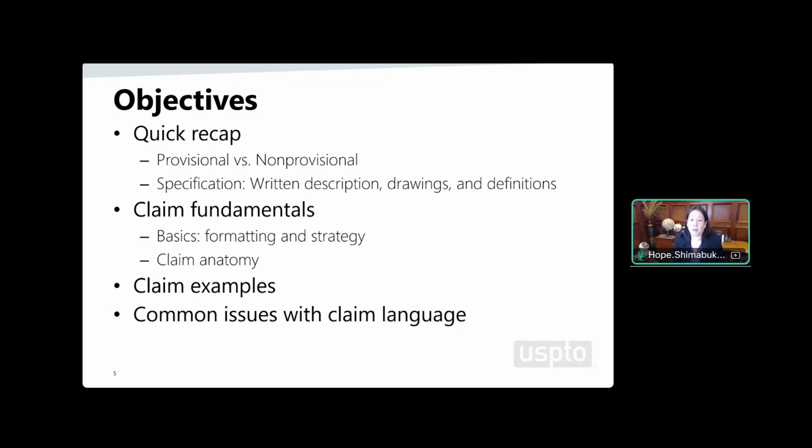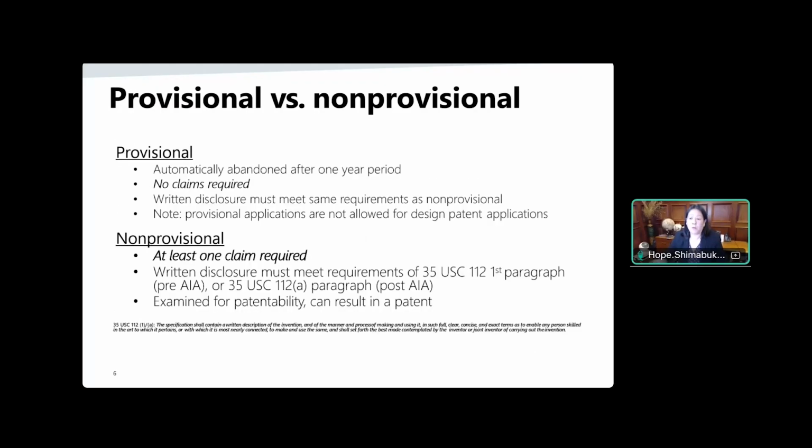So today we have a couple of objectives. I'm going to go over a quick recap of a couple of the things that were talked about in previous sessions. And then we're going to dive deeper into the claims itself. We'll start with claim fundamentals, and then we'll talk about some examples, and then we'll also move into some common issues with claim language. So first, a quick recap on some of the things that were previously discussed.